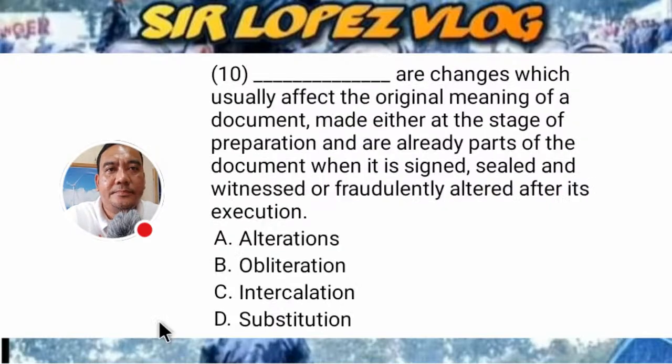Number 10. Blank are changes which usually affect the original meaning of a document made either at the stage of the preparation and are already parts of the document when it is signed, sealed, and witnessed, or fraudulently altered after its execution. So what is the missing word in this statement? A. Alterations. B. Obliteration. C. Intercalation. Or letter D. Substitution.